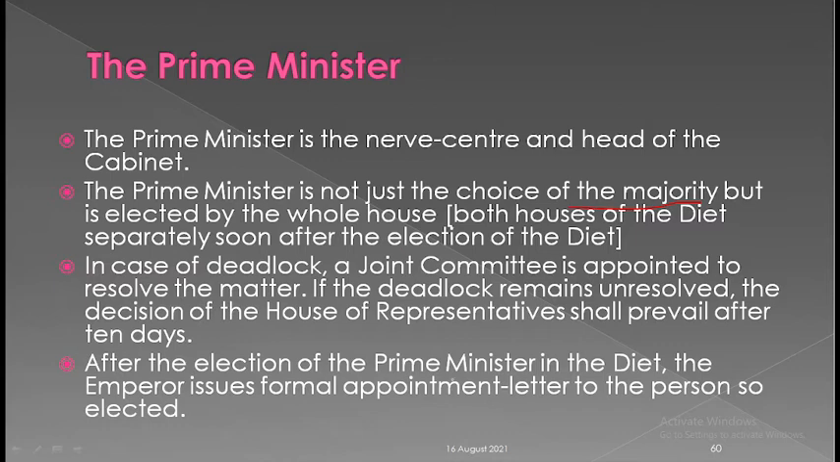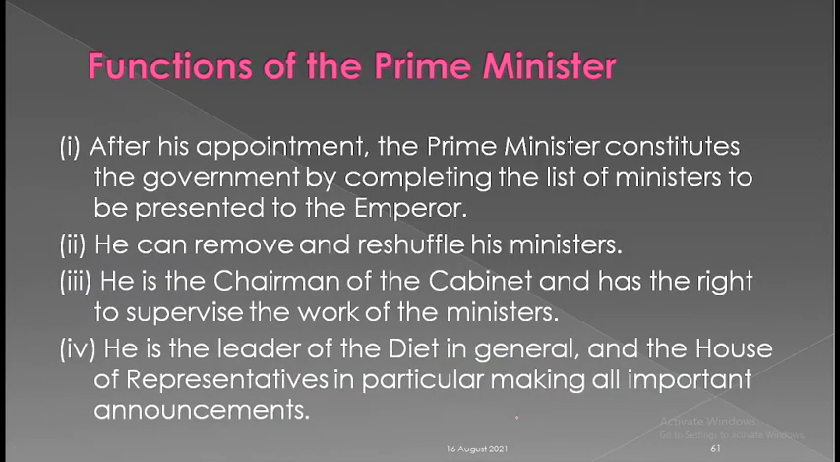After the election of the Prime Minister in the Diet, the Emperor issues a formal appointment letter to the person so elected. Now, functions of the Prime Minister. First, soon after his appointment, the Prime Minister constitutes the government by completing the list of ministers to be presented to the Emperor. As soon as he is elected by the Diet, the Prime Minister will be formally appointed by the Emperor. Then, as soon as this appointment is done, he should constitute his cabinet colleagues.